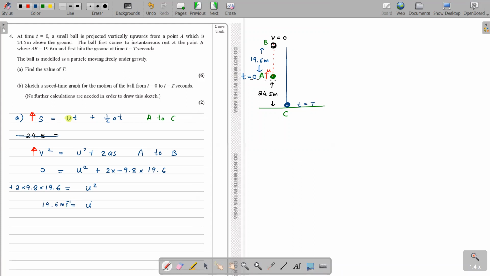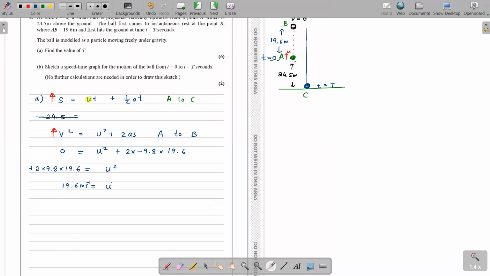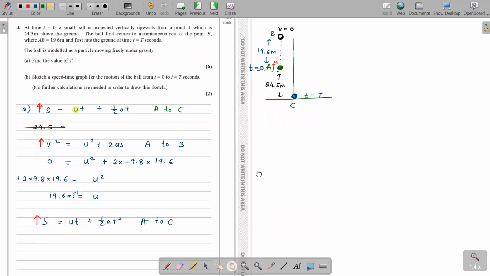Okay, so now I can go to the equation that I was trying to use earlier, because I want to find the value of capital T. Basically, capital T means the time taken to go from A to B and then to C. It goes up and it comes down. But remember, it starts from point A, not from the ground. So what is the equation? Let me use again S equal ut plus half at square from A to C. Let's use it upwards.